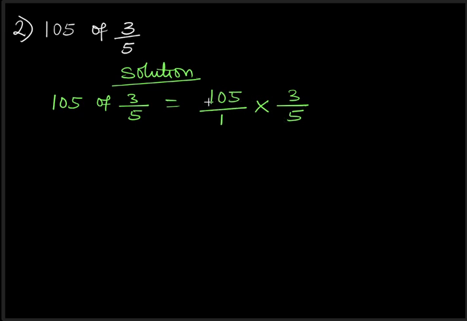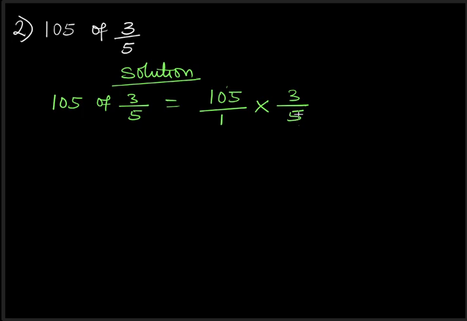Now we can see 105 as a numerator and 5 as a denominator, so they have something in common. They end with 5, so 5 can divide. Like I said, it must be numerator and denominator. Please don't take numerator and numerator, no. It must be numerator and denominator.